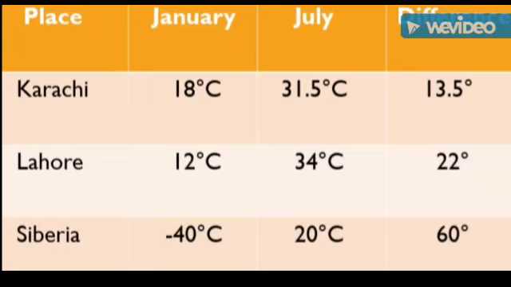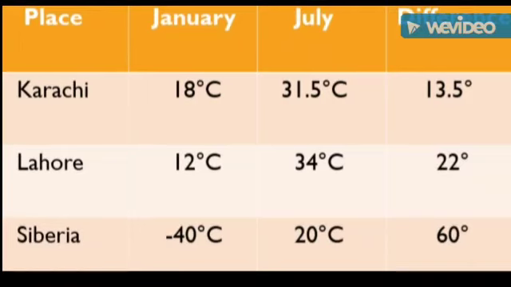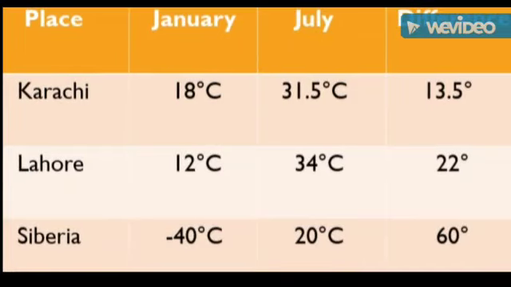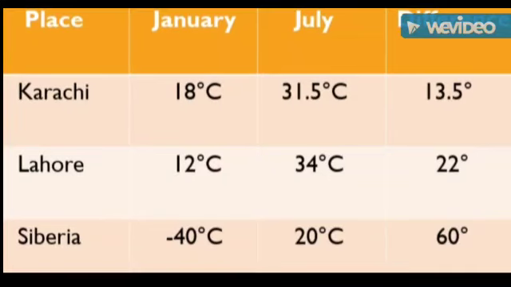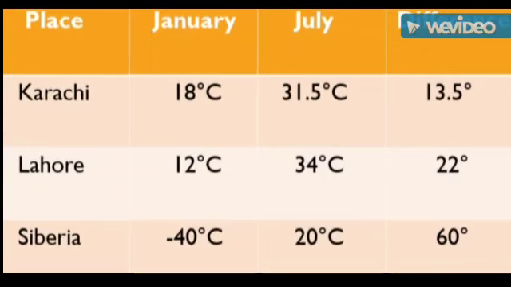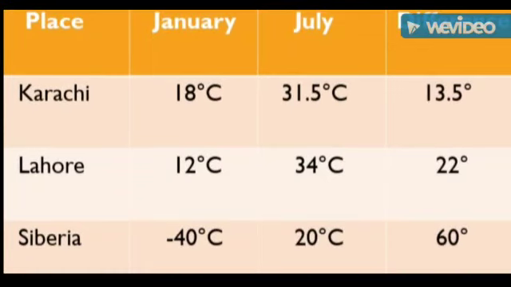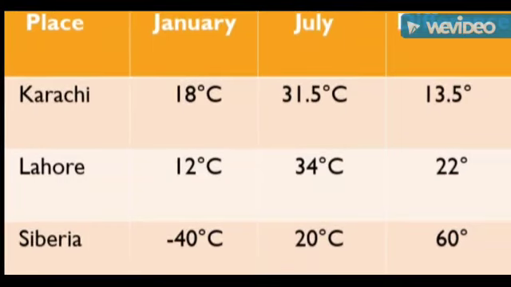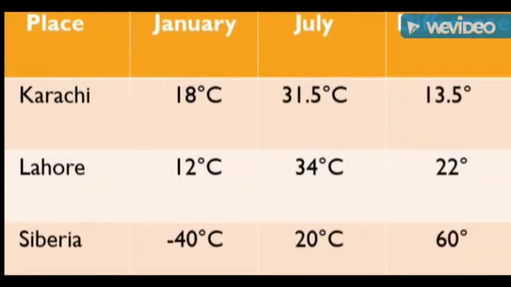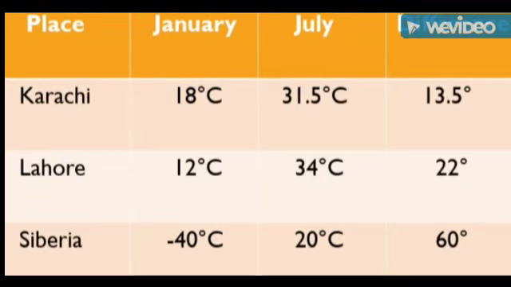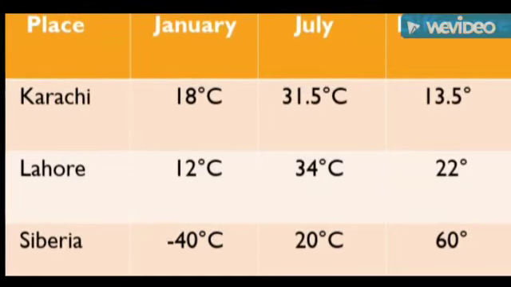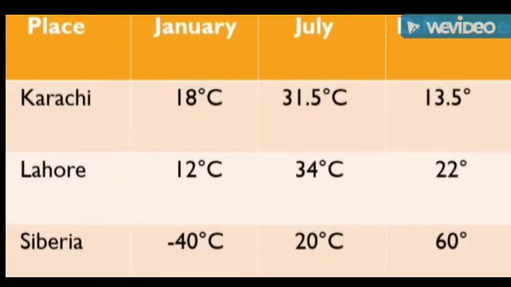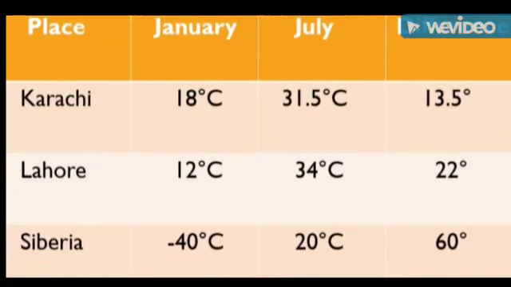Here is a temperature chart of different regions. Look at this chart. Here are the places Karachi, Lahore, Siberia. And in the second column, here is the month of January, which is a month of winter. In Karachi, temperature remains 18 Celsius in January, in Lahore 12 Celsius, and in Siberia minus 40 Celsius. In July, which is a month of summer, the temperature of Karachi is 31.5, Lahore 34, Siberia 20 Celsius.